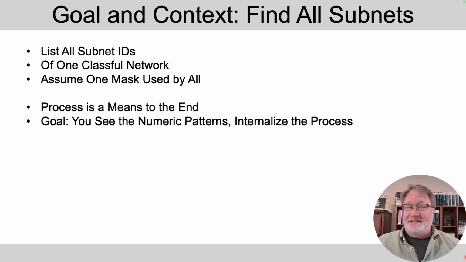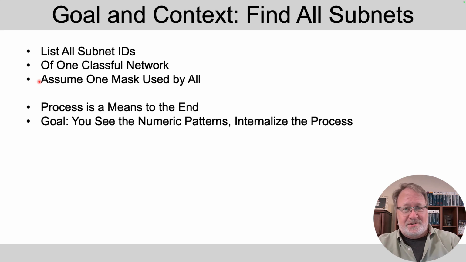I'll start by describing the process generically, regardless of whether the case is a simple case or a more complex case. The goal is to find all the subnet IDs. So you make a list, and the subnet IDs are of one classful network, one Class A, B, or C network, and we're assuming one mask only. That is, we're not using VLSM.